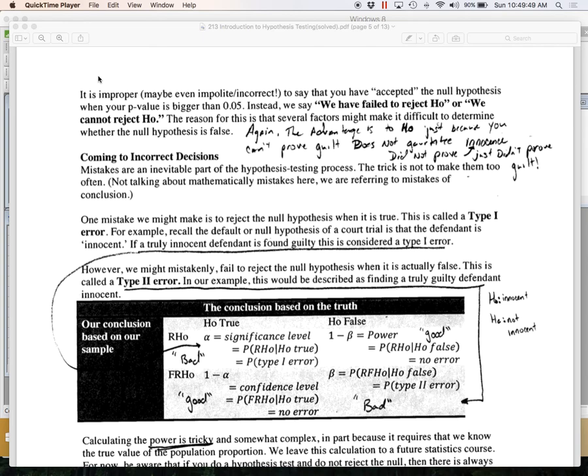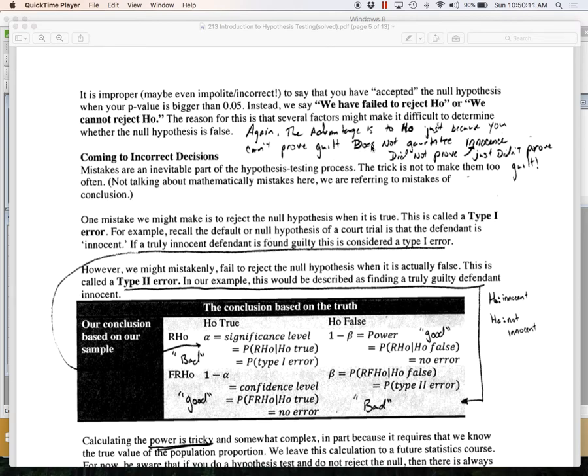So we need to talk about possible errors that can happen when you're hypothesis testing. And I don't mean calculation errors, like I accidentally did it wrong. What I mean is when the data is showing you certain things that aren't actually true in the population. Okay, so for example, let's go back to the courtroom setting.